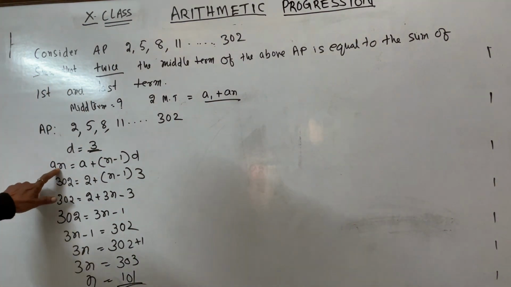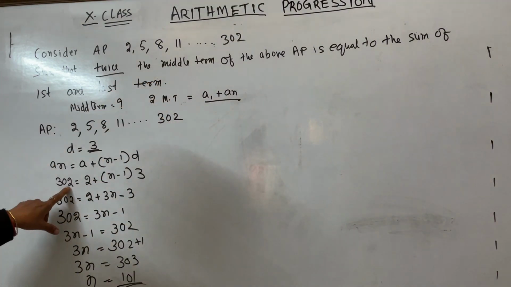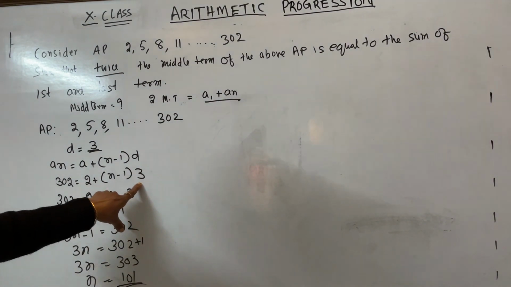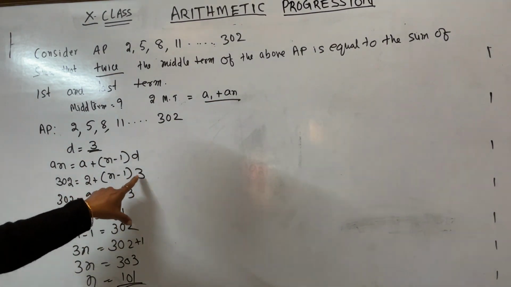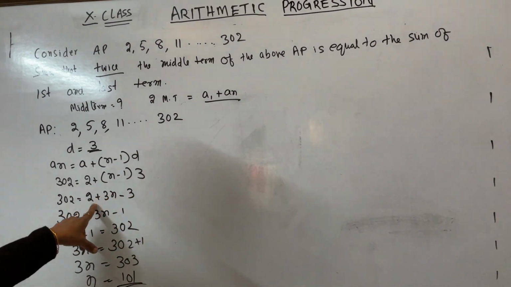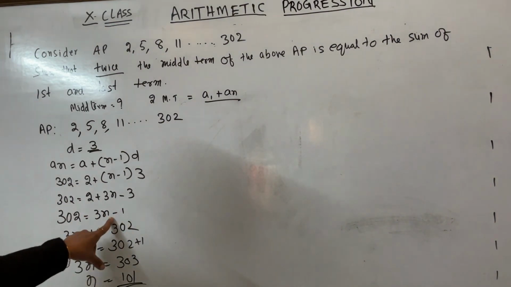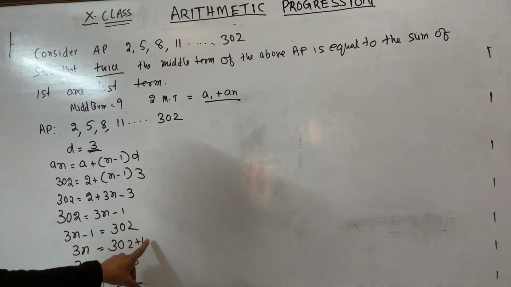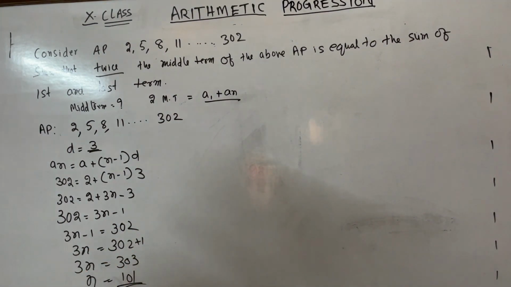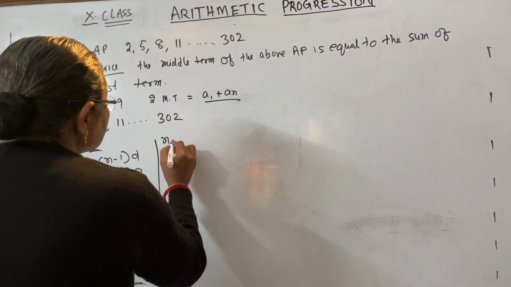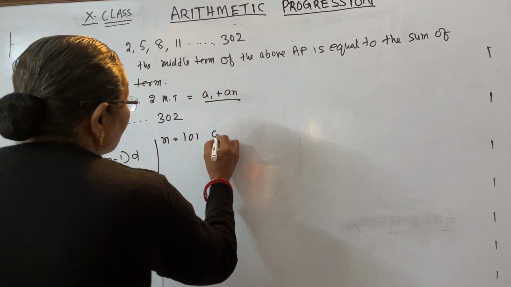So the last term is 302, the first term is 2, plus n minus 1 and the common difference is 3. Multiplying, 2 minus 3 is minus 1, so 3n minus 1 equals 302. The minus 1 goes to the other side. How many terms are there? 101 terms. We have to find the middle term. Since n is 101, that is odd.